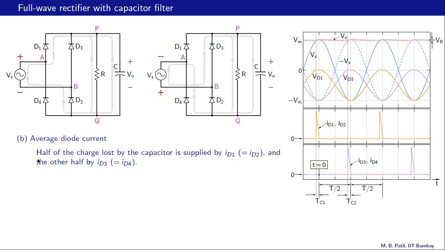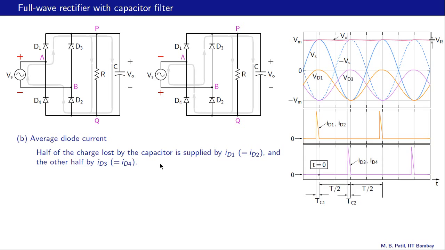Now, as we observed earlier, half of the charge lost by the capacitor is supplied by ID1 or ID2, because D1 and D2 conduct at the same time, and the other half is supplied by D3 and D4. That is this situation here.